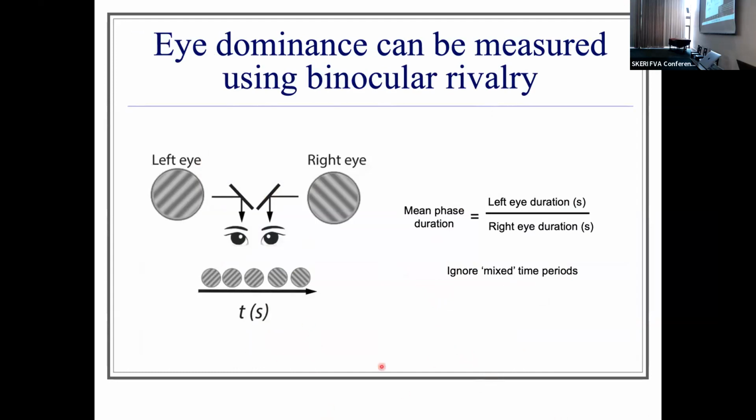All we're going to do is present dichoptically different stimuli to the left and the right eye, and we're going to measure what we call the mean phase duration. So the ratio of the time in which we see the stimulus presented to the left eye divided by the time that we see it presented to the right eye. And those mixed periods where you kind of see the two stimuli merging together, we will just ignore. So basically the people are going to report when they're seeing the left eye versus the right eye stimulus.